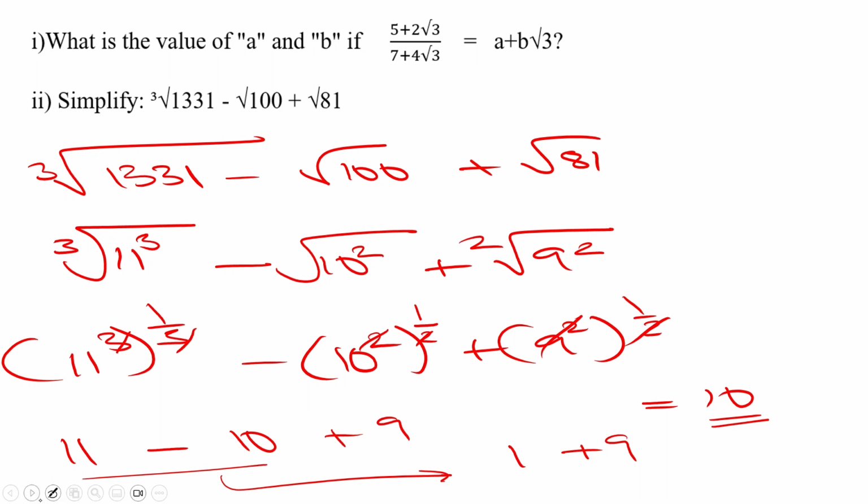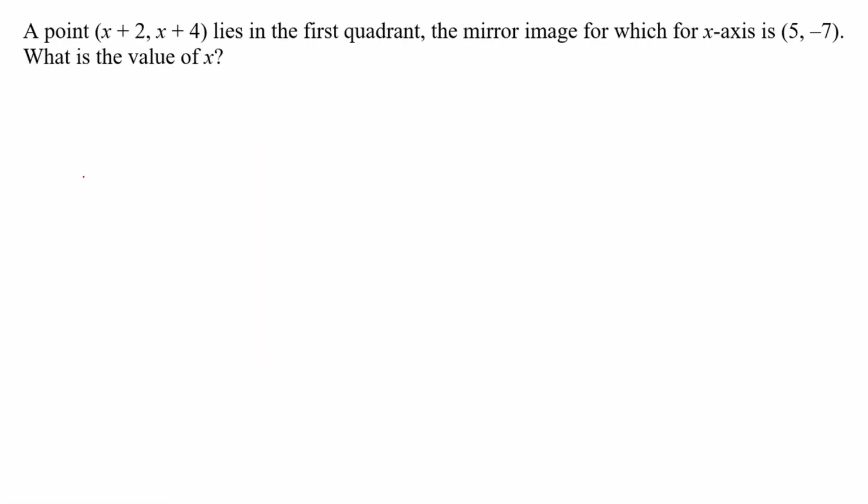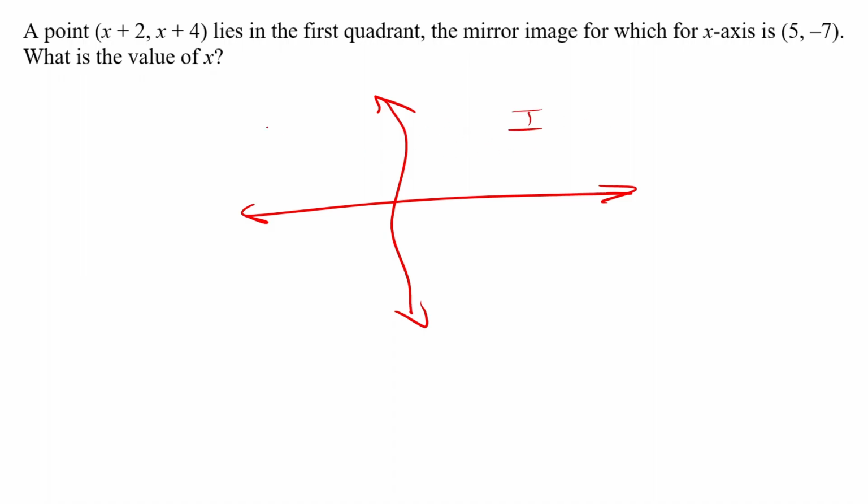So, last question. A point x plus 2, x plus 4 lies in the first quadrant, and the mirror image is along the x-axis. Okay, let's draw a Cartesian plane. Alright, so what we want to see is all the different quadrants. So if I'm going to take a rough Cartesian plane, excuse the rough drawing, but right, first quadrant, the second, third, fourth.